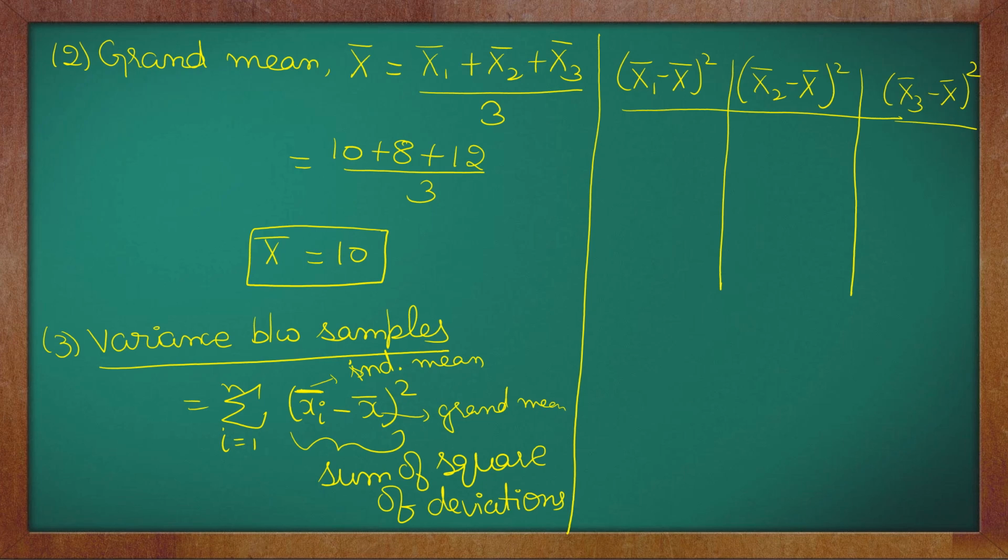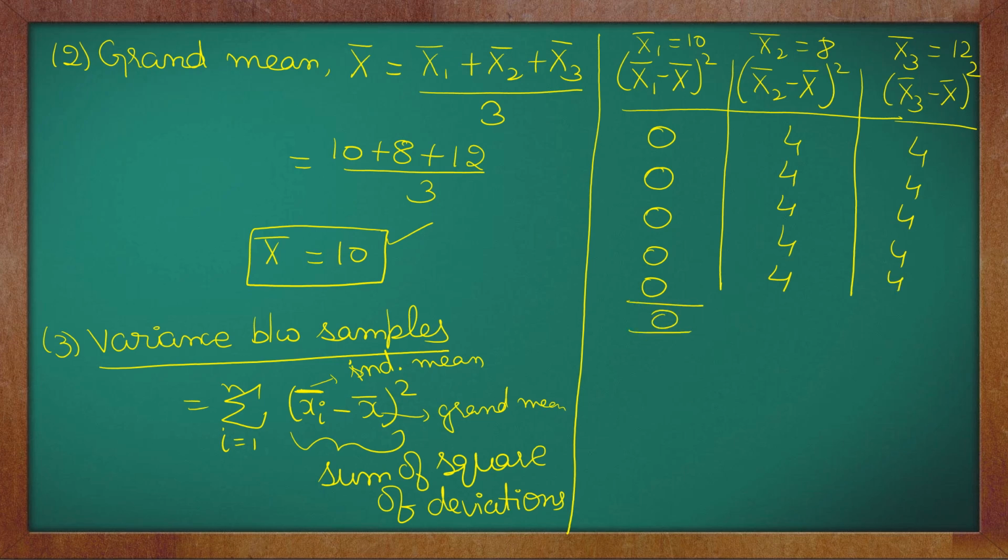We have already calculated x1 bar, x2 bar and x3 bar. x1 bar is 10, x2 bar is 8, and x bar is 10. So it's easy for us to calculate. 10 minus 10 is 0, and obviously all the observations will be 0. For the second one, because we have 5 observations, for all 5 observations the answer will be 4, 4, 4, 4 and 4. So the first total is 0, this one total is 20 and this one total is 20.